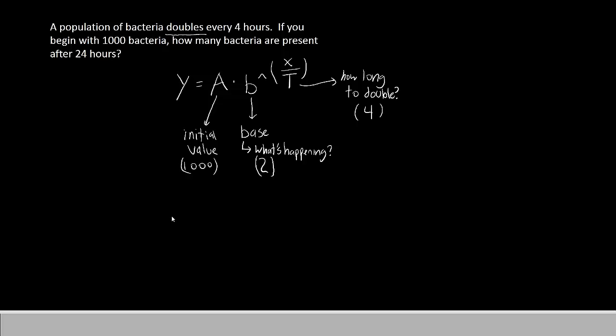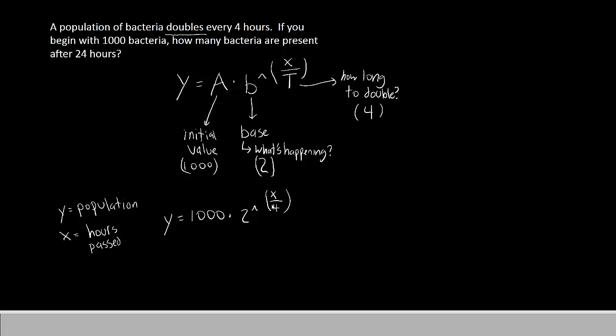So now our equation should look like this. Y equals A, which is 1,000, times B, which is 2 for the doubling, raised to the power of x over t, which is 4. Let's remind ourselves what y and x are. Y represents the population, and x represents how many hours have passed.